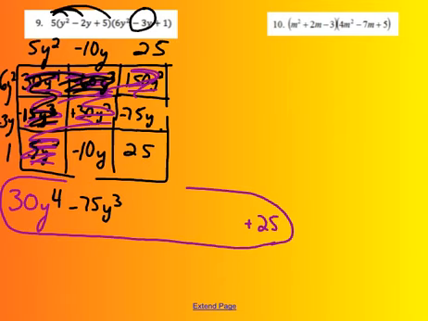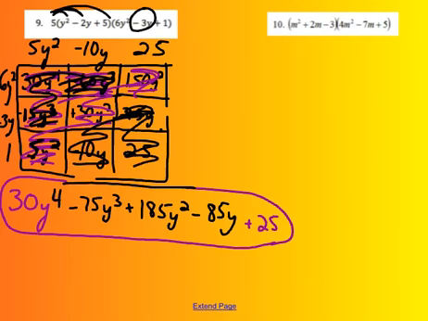This is actually a 5 here, 5y squared. So I actually have plus 185y squared. And then this is negative 10 and negative 75 is negative 85y. I know this is correct, but good job. If you are catching those two mistakes today, you are doing a fantastic job with the notes.